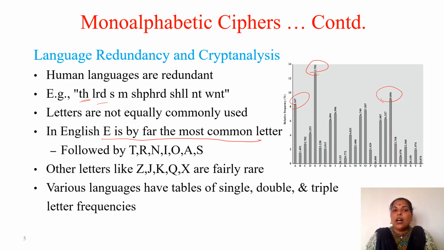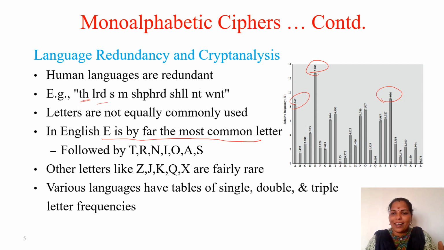So the most common letters are E, T, R, N, I, O, A and S. And rarely used letters are Z, J, K, Q, X. See here for Z it is 0.074%, so it is a rarely occurring letter. Various languages have tables of single, double and triple letter frequencies.